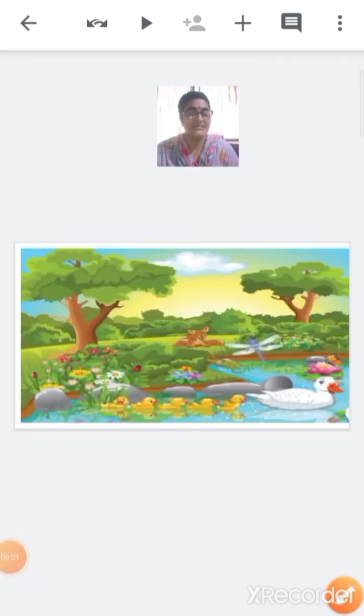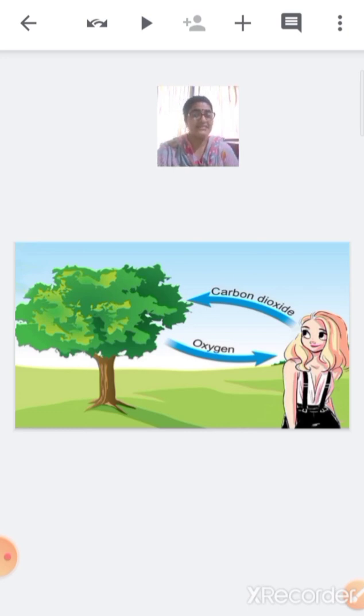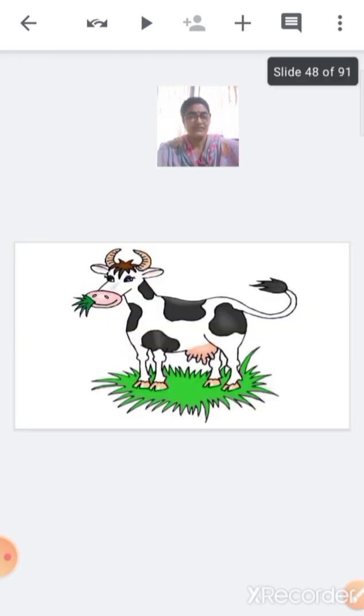Children, plants are very important for all living things and also for the environment. Plants give good air, that is the oxygen which we breathe in, and they absorb bad air, that is the carbon dioxide which we exhale. Plants give food to human beings and animals also. Now let's see what plants give us.